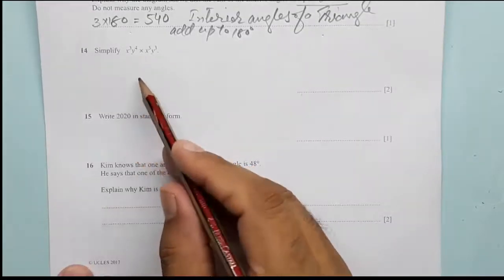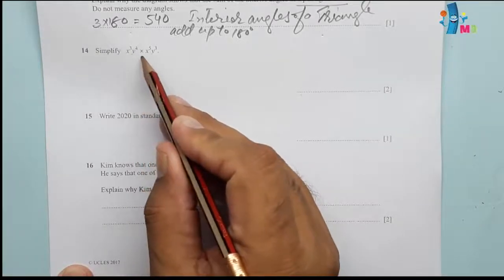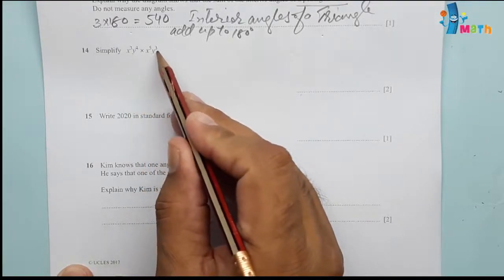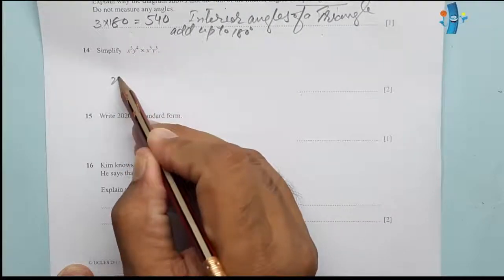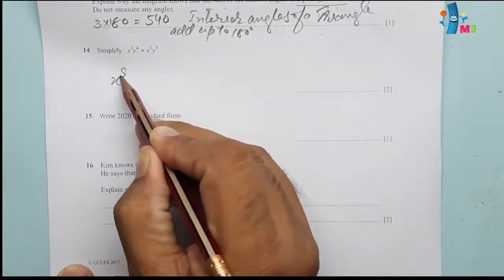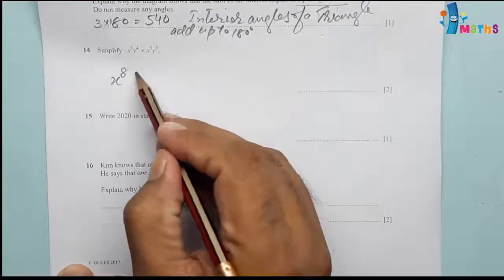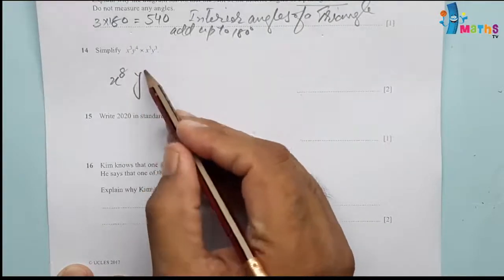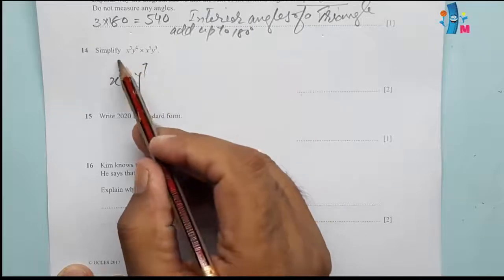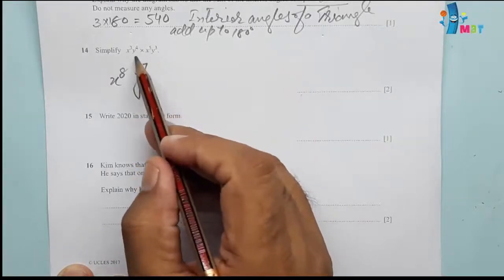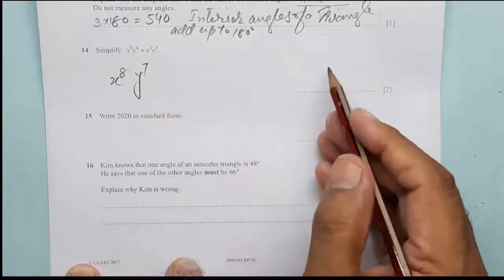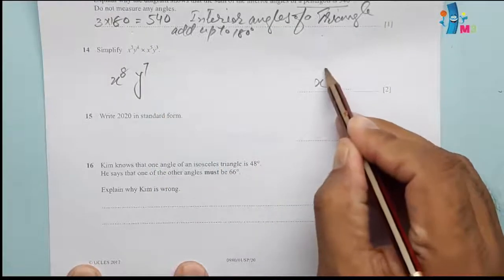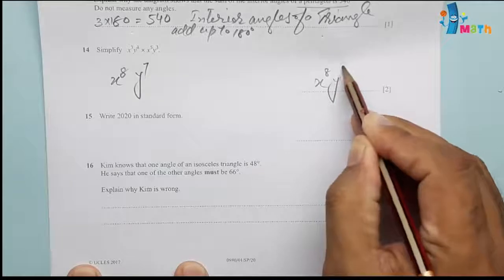Simplify x raised to 3 y raised to 4 into x raised to 5 y raised to 3. So x raised to 3 into x raised to 5 will be x raised to 3 plus 5, which is 8, and y raised to 4 plus 3, which is 7. Because bases will be the same, multiplying, and powers will be adding. So the answer will be x raised to power 8, y raised to power 7.